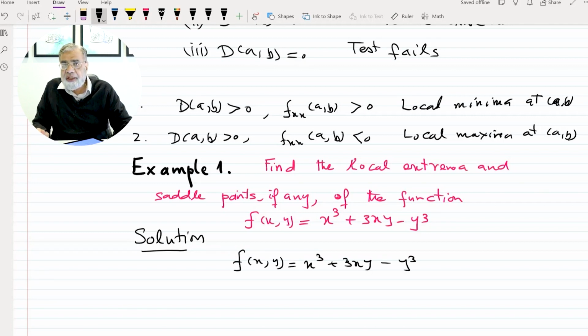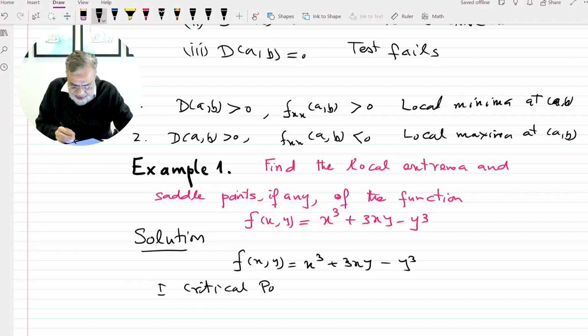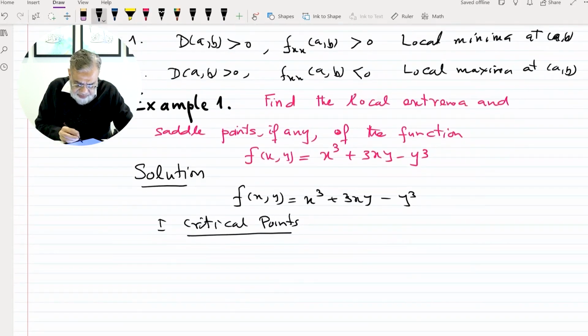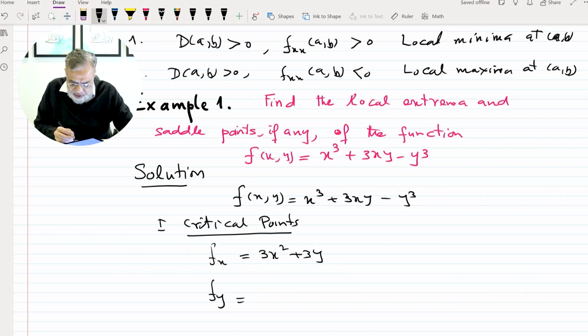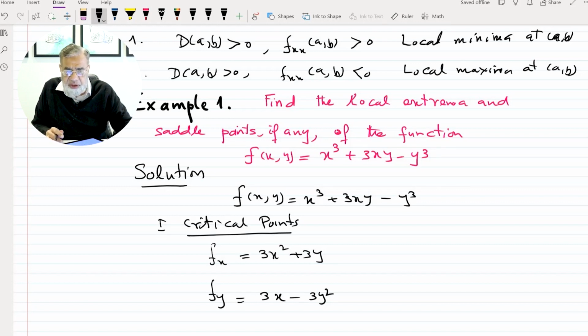Now we know that we need the critical points, number one. For critical points, as we said, our gradient is equal to 0, that means f_x equal to 0 and f_y equal to 0. I find here f_x: my f_x is 3x squared plus 3y, because y is constant. Now for f_y, x is constant, so we get 3x minus 3y squared. We put these equal to 0 to calculate the extrema of the function.